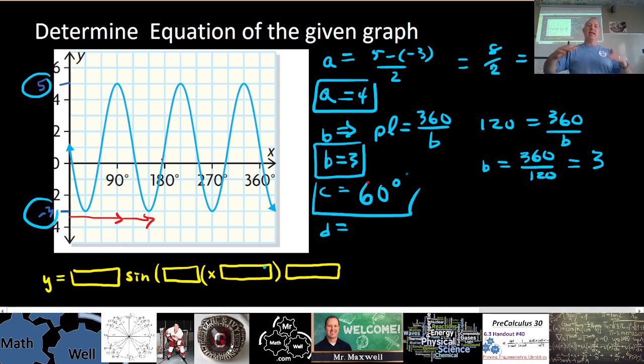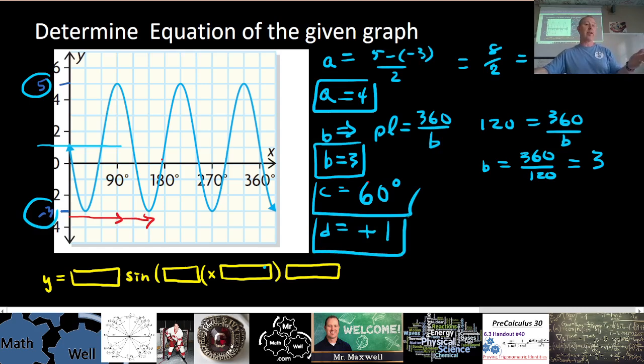And D is really where's the midline, right? Because in a sine graph, the midline is y equals 0. So the midline we said was at y equals 1. So this graph really has moved up 1 unit. So plus 1.